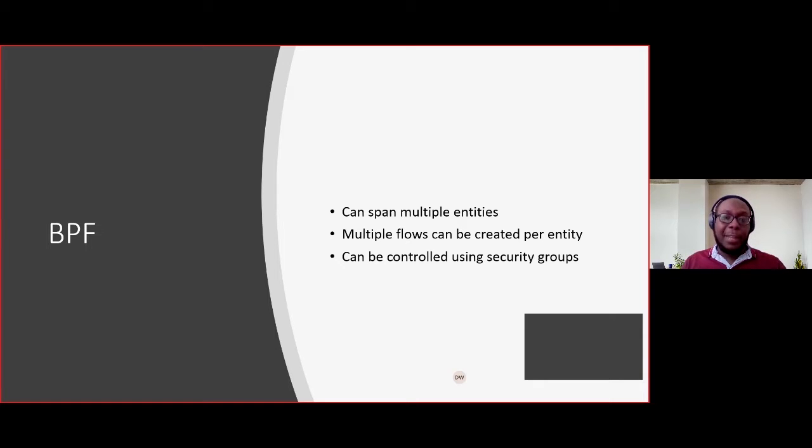Let's look at some of the advantages of this. The good thing about business process flows is that they can span multiple entities, although there's a catch for that, which I'll be showing next. You can have multiple flows created per entity, and they can also be nested to give you access to different parts of the business. So you could have an HR flow that ties into an onboarding flow and something else of the sort. You can also control the stages to be visible only to the relevant parties using security groups.